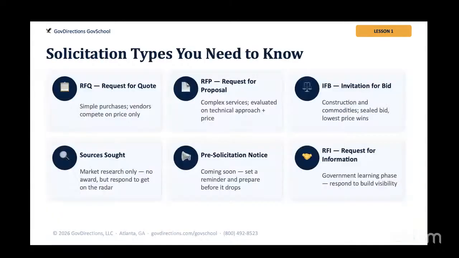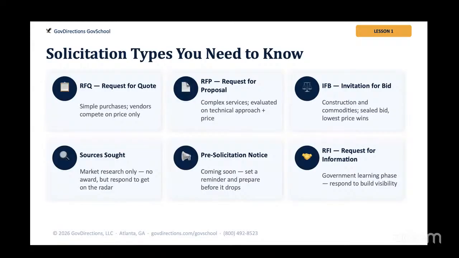The types you need to really know, okay, here they are. Requests for quotes, the RFQ: simple purchases, striking a transaction. I just need you to give me a price. Vendors typically compete on price only. Okay. RFP, request for proposal, sometimes a little complex. I know what I want to do, but I'm not quite sure how to accomplish it. So I need you to help guide me. So give me a proposal. It's evaluated not only on price, but also technical approach. What's your method of accomplishing these goals that I'm seeking to accomplish?